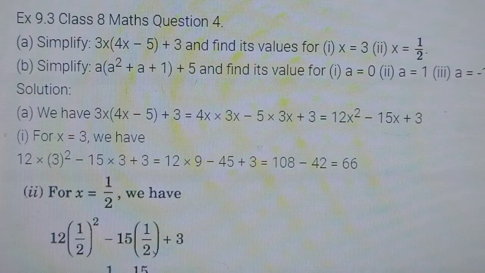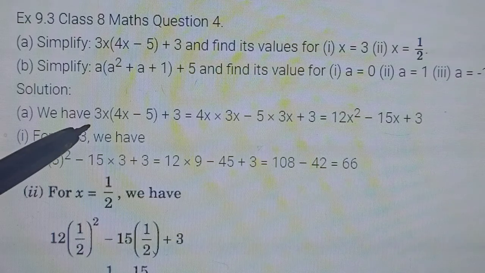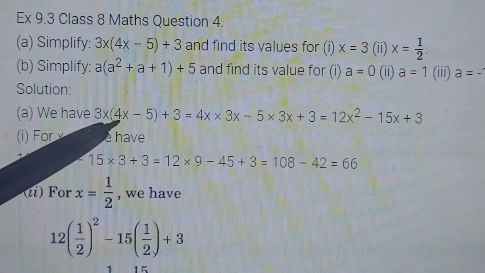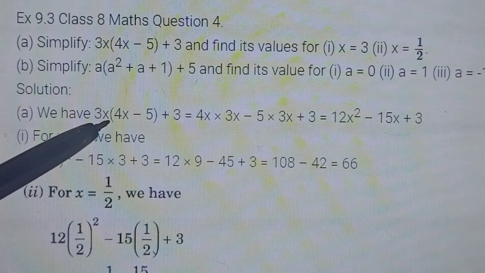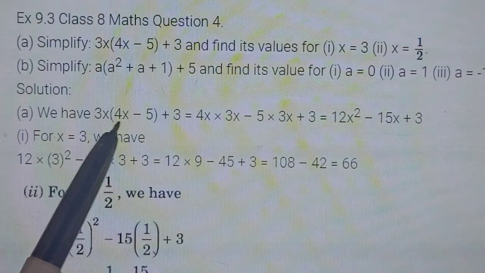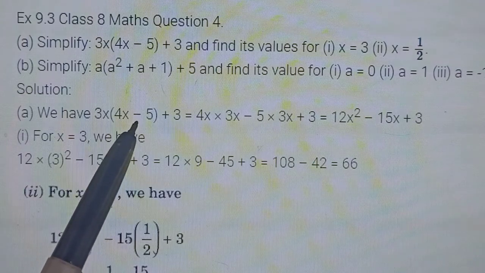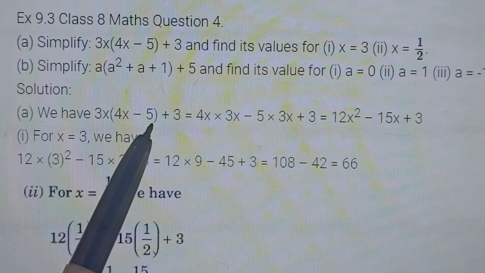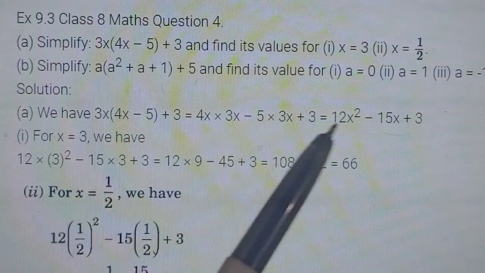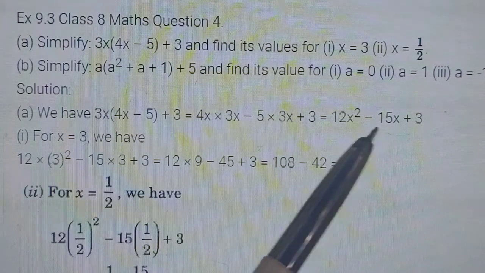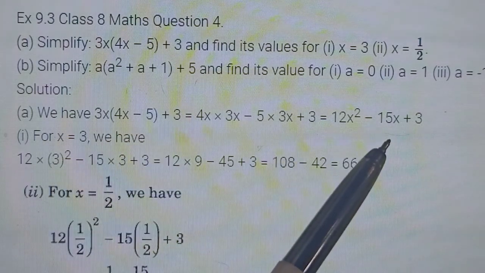Okay, so solving the first part here, bracket means multiplication. If you have 3x and something in bracket, then this actually means multiplication. So we are going to multiply that 3x inside, so 3x into 4x, so 3 fours are 12, x square. All right, and then next you get 3x into minus 5, so that becomes plus minus minus of 3 fives are 15x, so minus 15x, and the plus 3 will be written as it is.